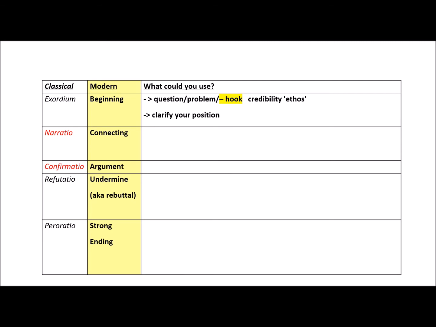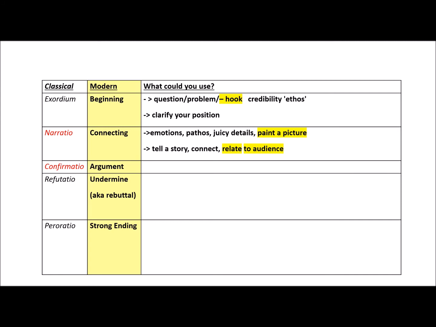Okay, after that, narratio, connecting. The word narratio is a bit of a clue here. What do you think you could do next? Yes, that's right. You could tell a story. You need to make a connection with your listener, with your audience.